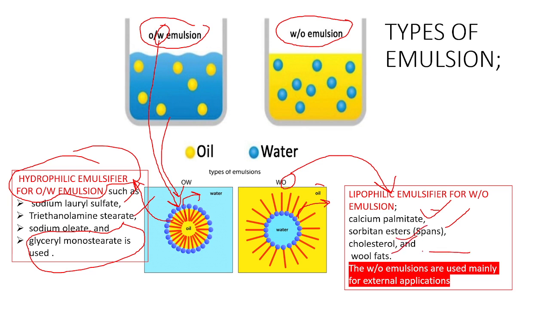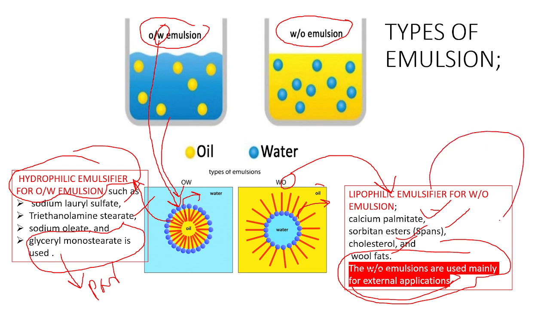One more thing: this water in oil kind of emulsion is majorly used for external application, in the form of creams or lotions. The oil in water kind of emulsion can be used by the parenteral route also. But water in oil emulsion is used for external purposes, for cosmetic preparations.